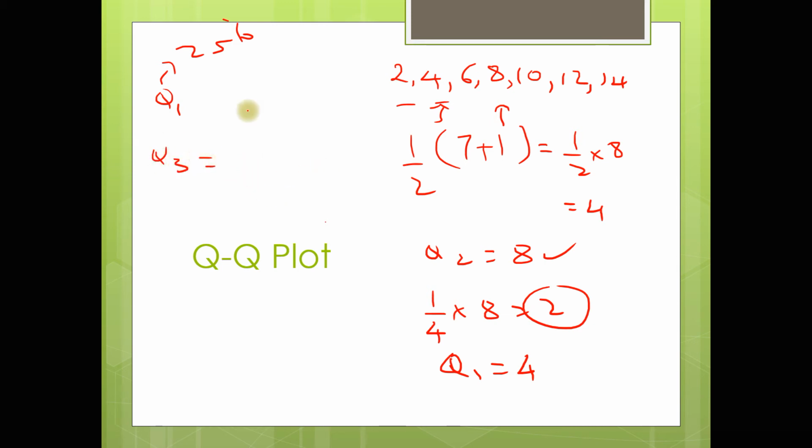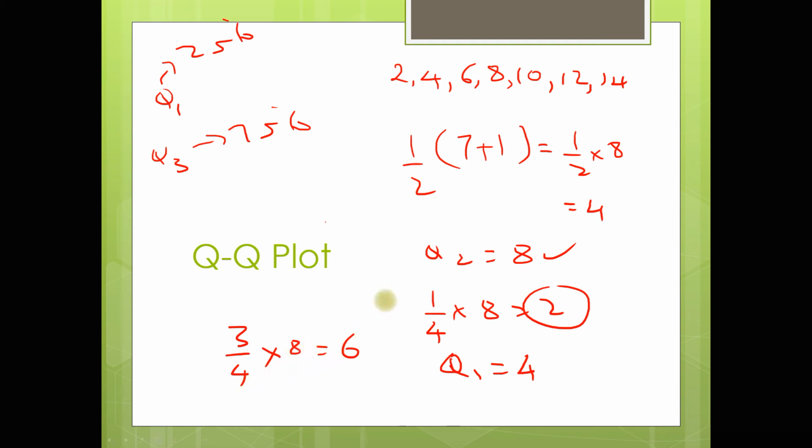The upper quartile is the value for which 75% of the data is found below it, including itself as well. So what do we want to do then? We want to take 75%, which is 3/4, of 8, which is obviously 6 in our case.